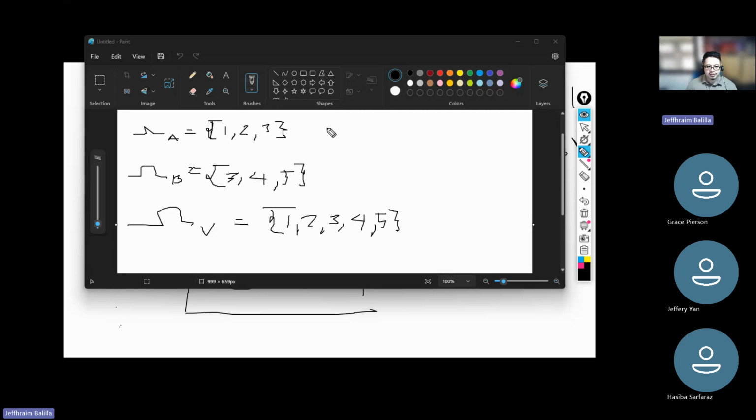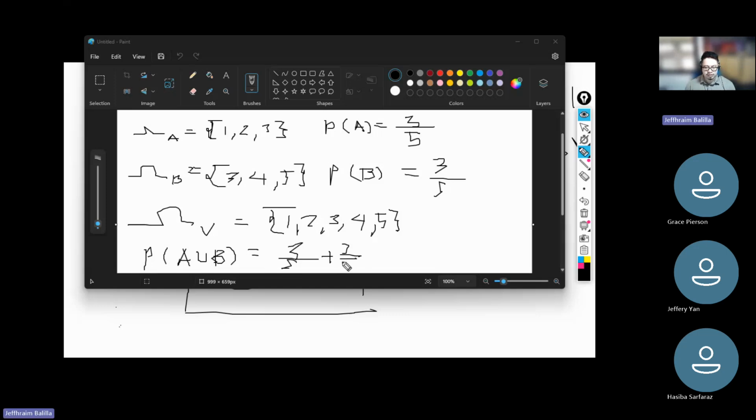So if we ask what is the probability of A, that would be the number of events in A, which is 3, divided by the total, which is 5. And what is the probability of B? That would also be 3 out of 5. Now, what would be the probability of A union B? Again, in this example, we will not be considering the subtraction of the intersection. So it would be 3 over 5 plus 3 over 5. We have the common denominator, so we can easily add the numerators up, right? So we are left with 6 over 5, which is greater than 1.